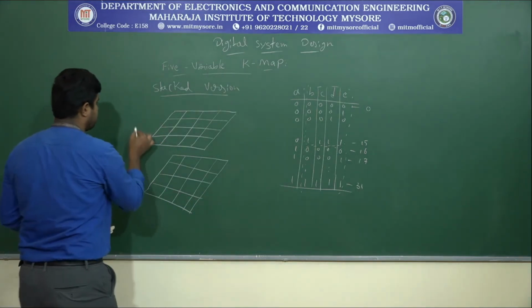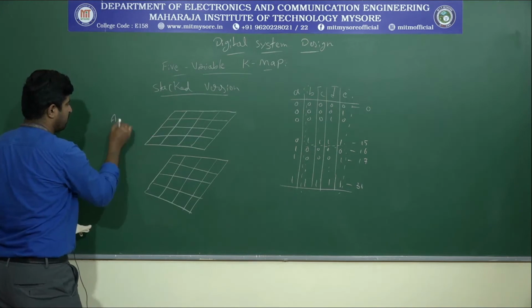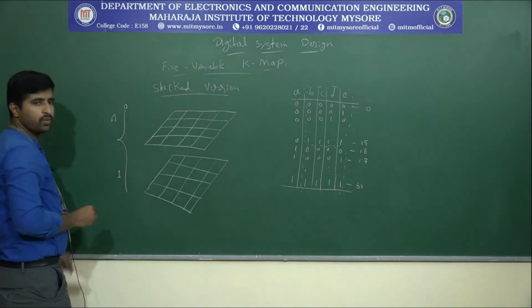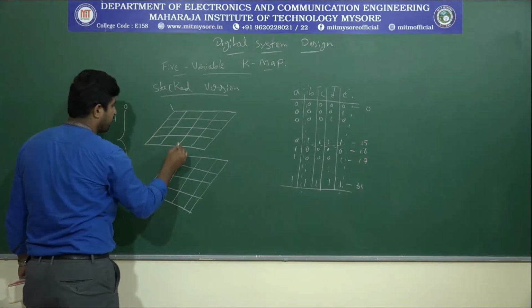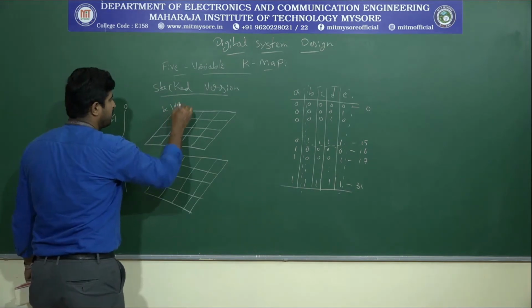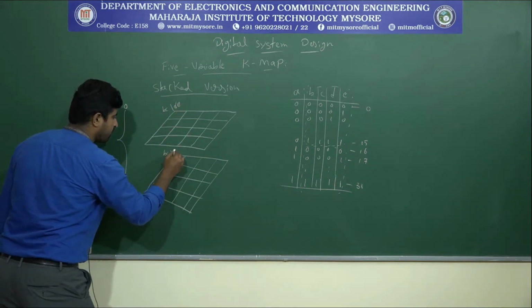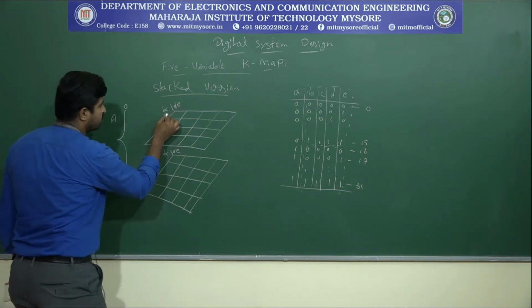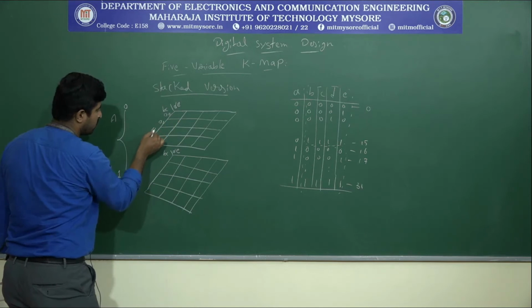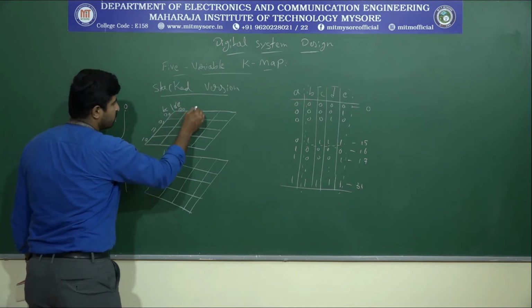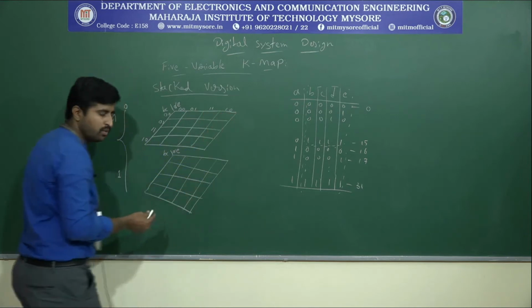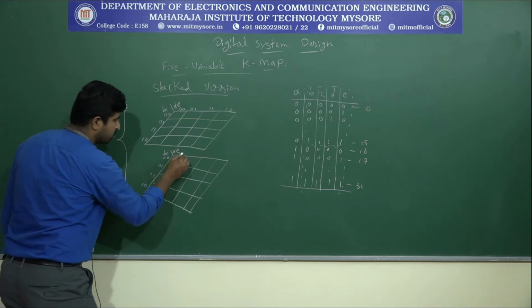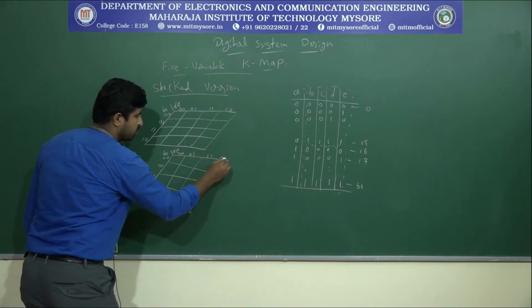This corresponds to A when A is 0, and this corresponds to when A is 1, and these are the 4 variable K-maps, BC, DE and BC, DE. So here the values are 0, 0, 0, 1, 1, 1, 1, 0, and similarly 0, 0, 0, 1, 1, 1, 1, 0.